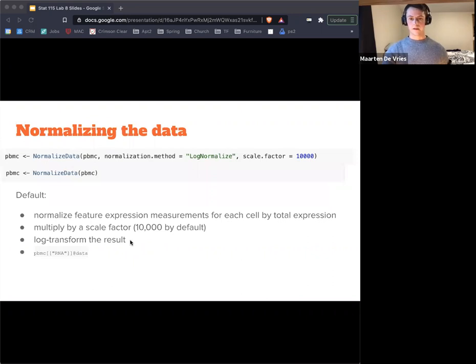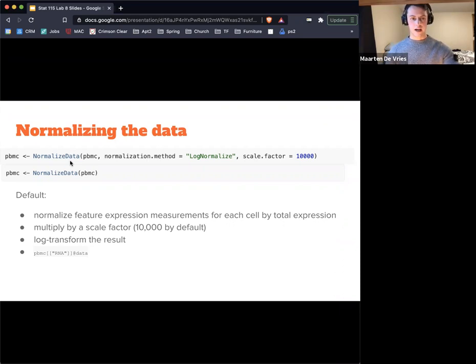Okay, now we're at the normalizing step. After we've removed all these unwanted cells, we now need to normalize. There's a default method in Seurat, which log normalizes the feature expression measurements for each cell by the total expression. Then it multiplies it by a scale factor, which is 10,000 by default, and then, as I said, log transforms the results. The top line here is just showing the default values. You don't have to include them; you should only edit them if you want to change them.